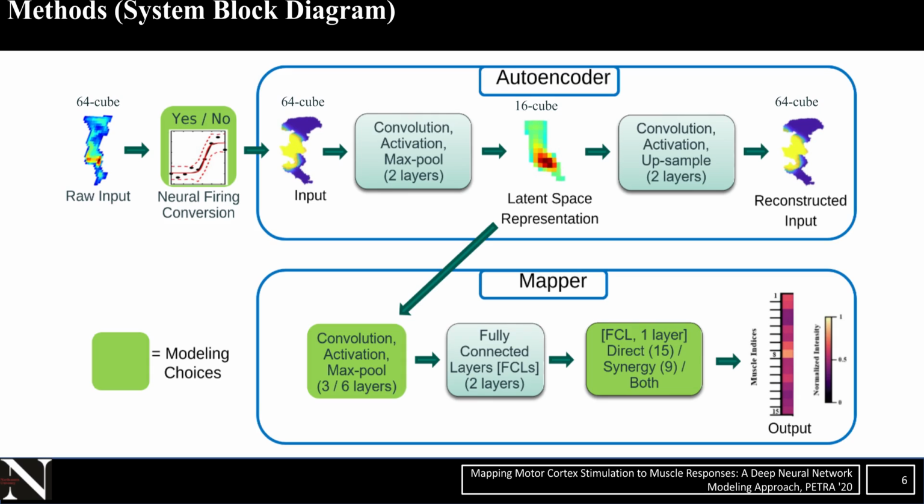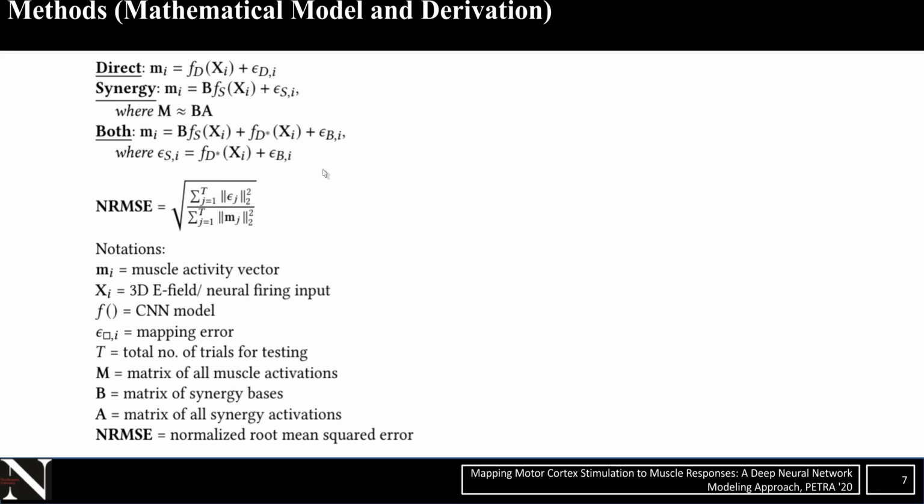Maximum variance accounted for, and both representing the network first trained to the synergies and the differences trained to the net direct. That way we have both. Now the mathematical model of the system looks like this.